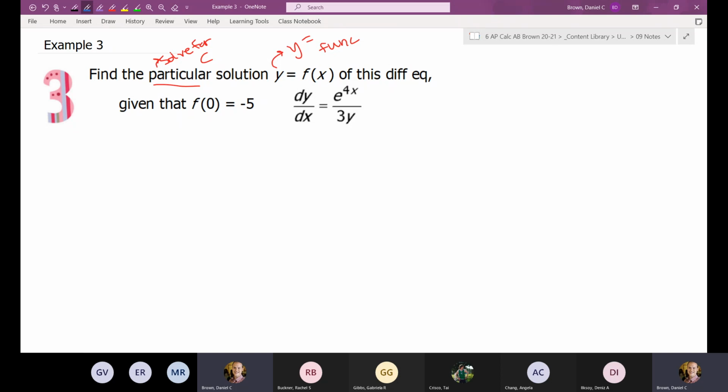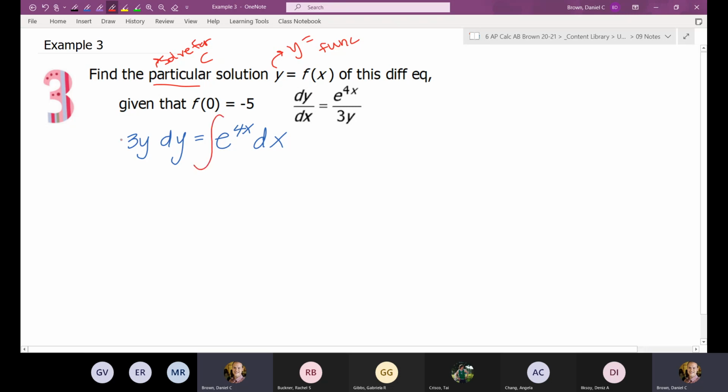What's the first step always going to be for these problems? Separate, and the second step is always going to be integrate. So go ahead, separate, then integrate. Cross multiplying works. So I have 3y dy is equal to e to the 4x dx. So I have separated.